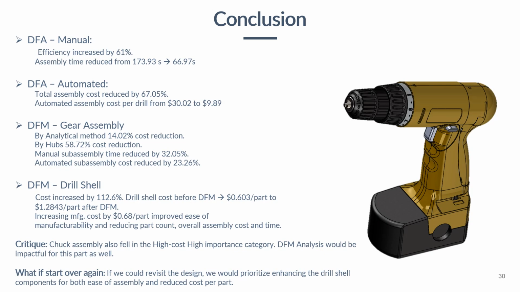Design for assembly and design for manufacturability strategies led to significant improvements in efficiency, assembly time, and cost reduction. Automated DFA reduced cost, while DFM for gear assembly improved both cost and time. Although DFM for drill shell increased cost, it improved manufacturability and reduced part count. Revisiting the design would focus on cost effective assembly.